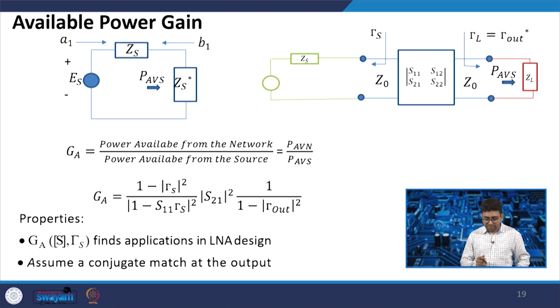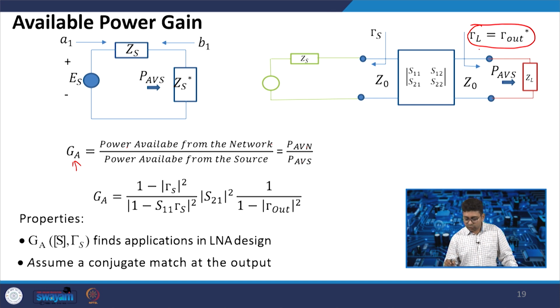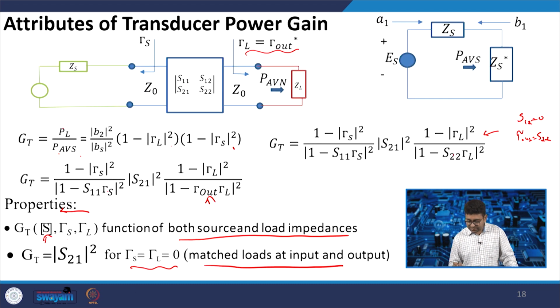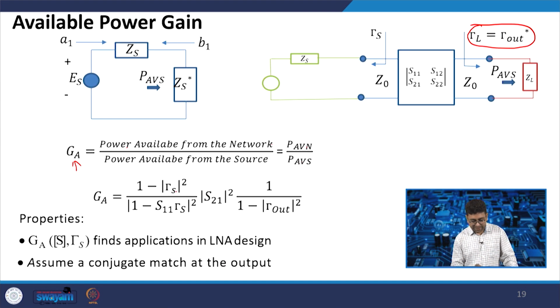Now, for the available power gain, you can also get GA, where the power is available from the network PAVN and power available from the source PAVS. The only difference is in the power available from the network, if you consider gamma L equal to gamma out conjugate. So, you can directly replace gamma L with gamma out conjugate in the GT, and write the available power gain equation.